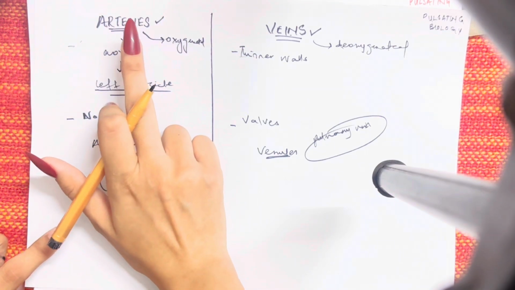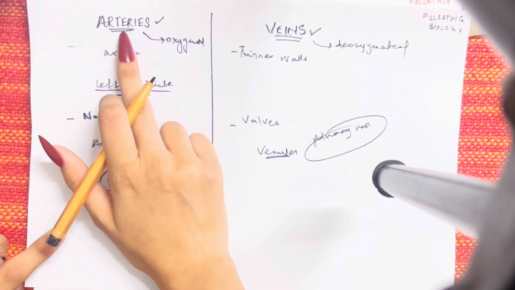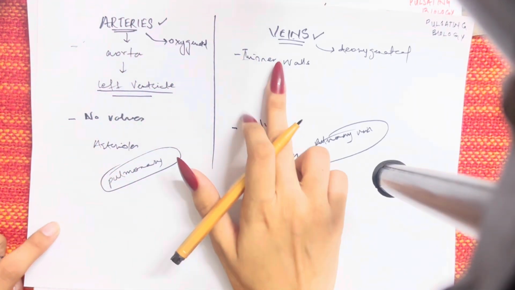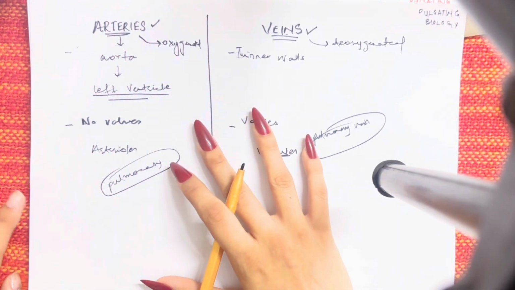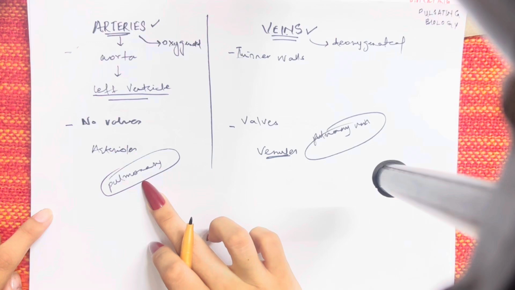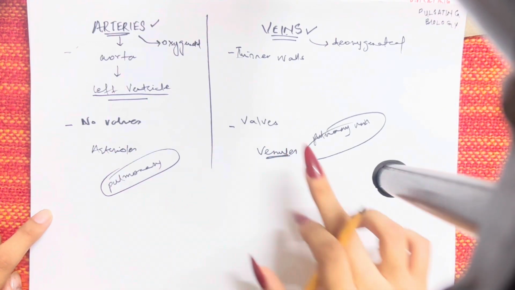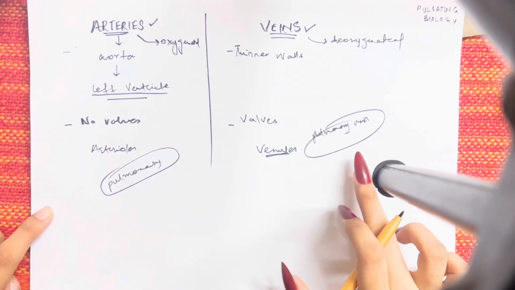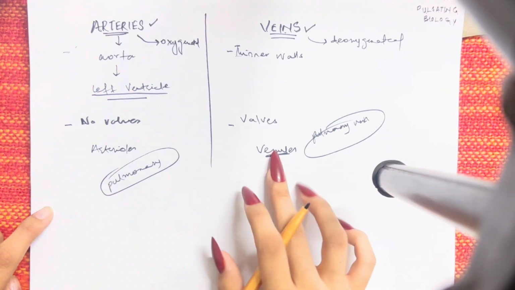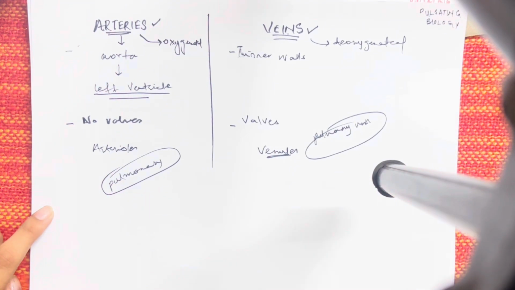That makes the arteries have a thicker wall. That's why the blood transported through the artery has a higher blood pressure as compared to the veins. When you come to the exceptions, we say that the pulmonary artery carries the deoxygenated blood and the pulmonary veins carry the oxygenated blood. This is the major difference when we talk about arteries and veins.